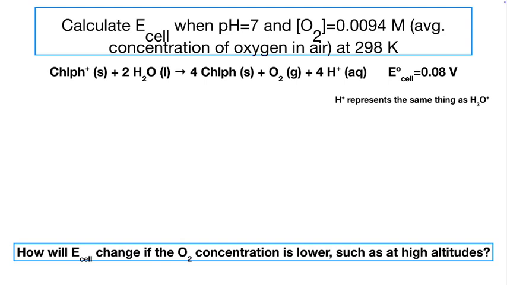Actually, it's two new questions. I just looked at the bottom and I didn't realize the top. This first question is calculate your cell potential when the pH is 7 and the O2 is 0.0094 molar, at 298 Kelvin. That's two concentrations. How do concentrations factor into cell potential?